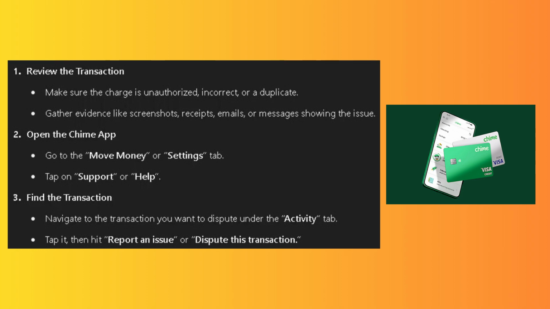Next, open the Chime app. Go to the Move Money or Settings tab and tap on Support or Help. Find the transaction. Navigate to the transaction that you want to dispute under the Activities tab. Then, tap it and hit Report an issue or dispute this transaction.